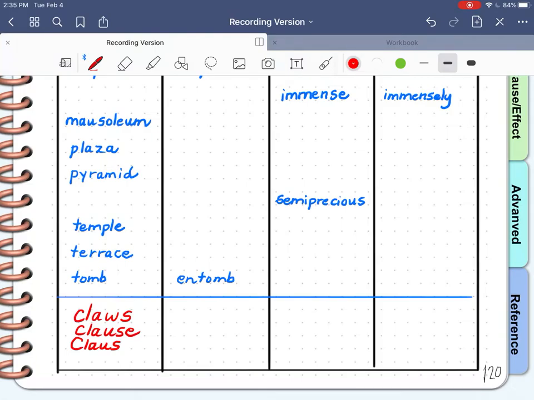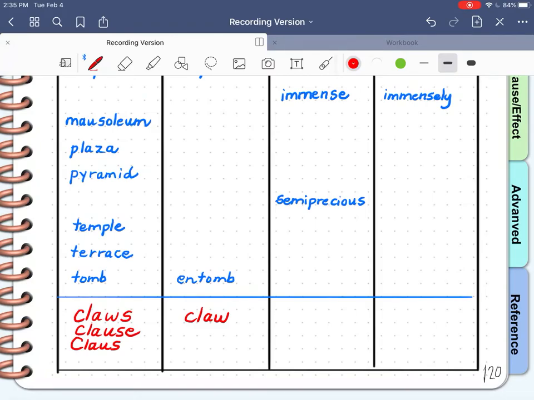Based off the word claws, meaning toenails, the verb would be claw. If a cat claws you, it is tearing at your skin. And I think that's all for that one. It can be a noun which can also turn into a verb most of the time.